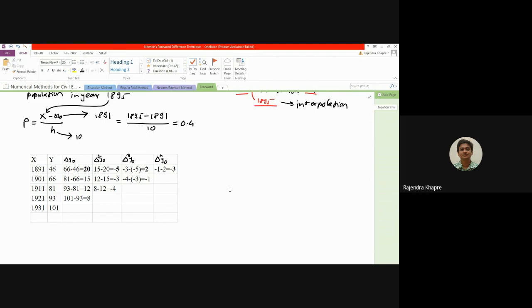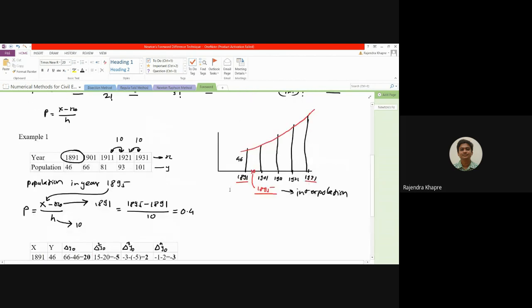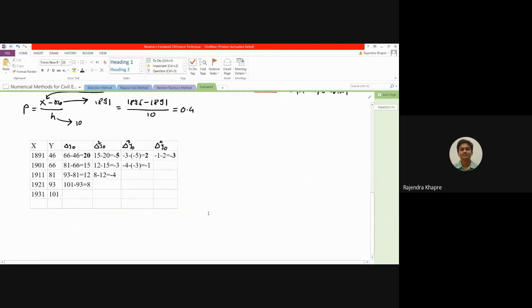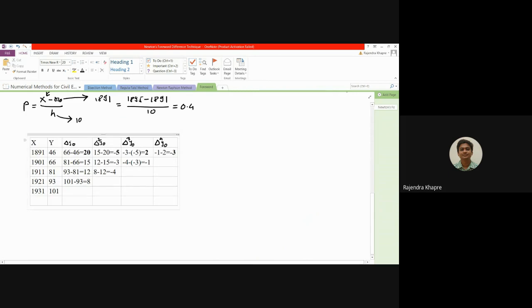So this table indicates the value of delta y0, delta square y0, delta cube y0, and delta to the power 4 y0. All we have to do is choose only the first value. Okay, now coming back to the equation. So this is our equation. Now we know the value of delta y0, delta square y0, delta cube y0, and so on. So right now, we have the values of delta y0 up to delta to the power 4 y0.